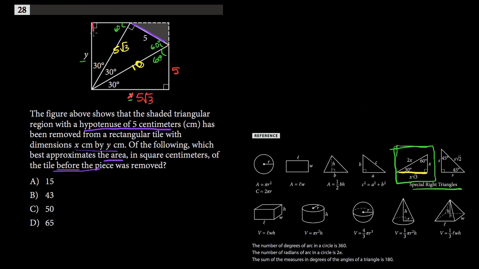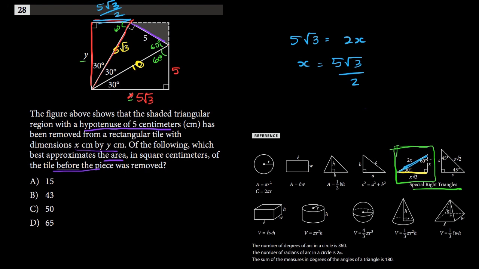Now the only two sides remaining are these guys right here. As I said, 5 root 3 is the hypotenuse of this triangle. That must mean 5 root 3 is equal to 2x, so x is 5 root 3 over 2. We know x is the shortest side, so our short side is 5 root 3 over 2. I hope that makes sense.